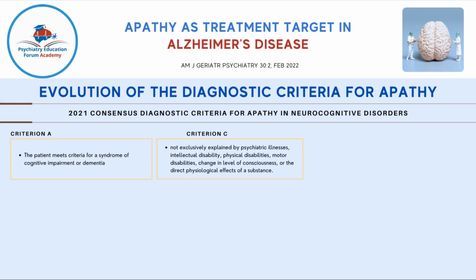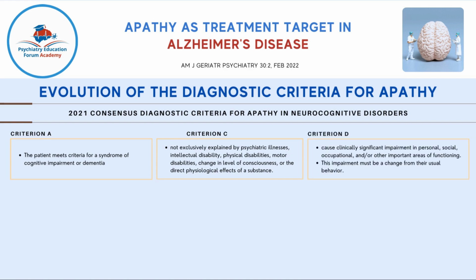Before I go into the B criteria, let's do C and D quickly. C says it's not exclusively explained by anything else like psychiatric illness, intellectual disability, physical disability, motor disability, change in the consciousness level, or direct effect of substances or medications. And D is that it causes clinically significant impairment in personal, social, occupational, or other areas of functioning. And this has to be a change from their usual behaviors, or I should call it baseline. But let's see how the B is different.